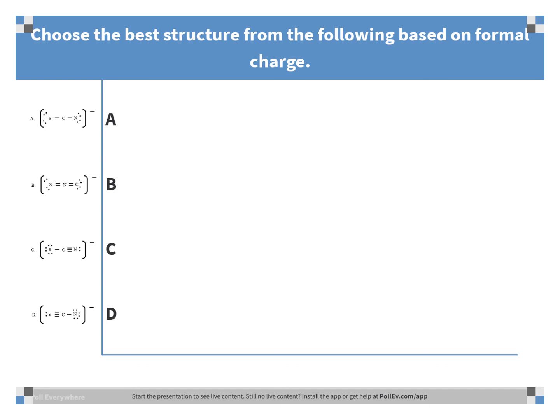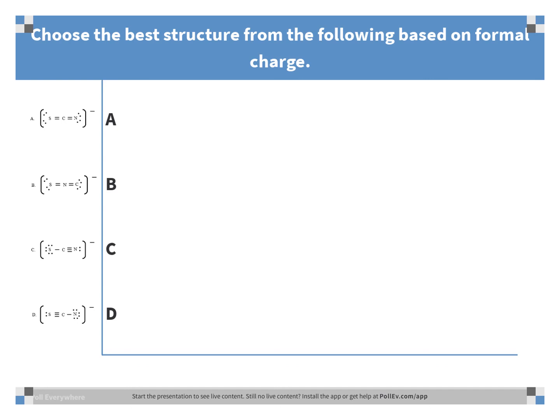The correct answer is A, SCN-1 with 2 double bonds. To answer this problem, we have to assign formal charges to each of the 3 atoms in each of the 4 answer choices. Please see the poll question key for all of the formal charges. In A, the formal charge on sulfur is 0, the formal charge on carbon is 0, and the formal charge on nitrogen is -1. In C, the formal charge on sulfur is -1, carbon is 0, and nitrogen is 0.